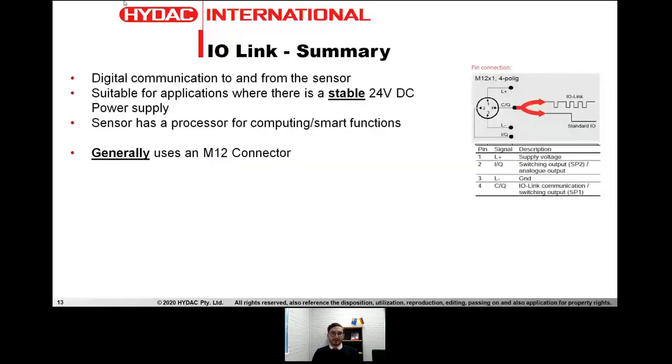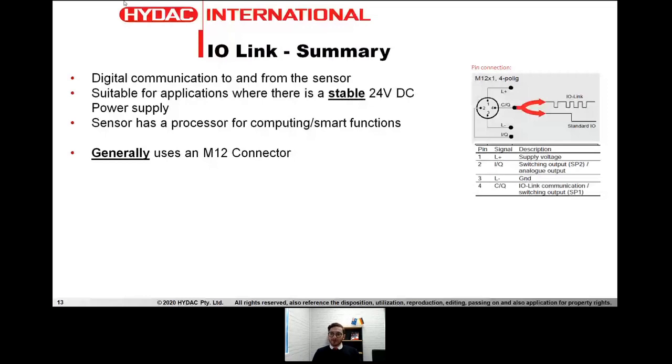Now, to summarize, IO-Link is a digital communication to and from the sensor. You can write to and read from the sensor a lot of values, and I'll explain some of the values that can be read on one of our new smart sensors. It's quite cool the amount of data you can extract from an IO-Link sensor.